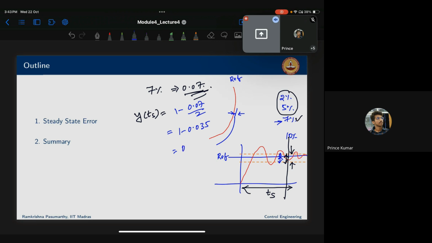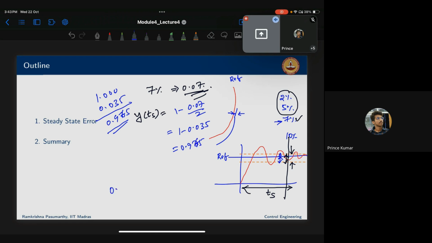So how much will it be? 0.9 or whatever the value is. So you'll have some x value here. Clear? What is this value? Let us write it. So 1.00 minus 0.035. So what do I get? 0.965. Am I correct? Yeah, 0.965.